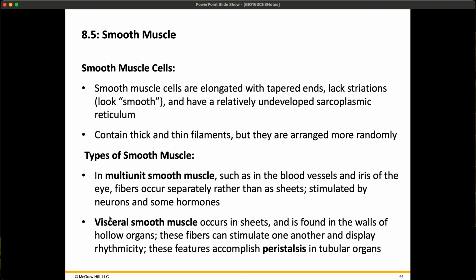There are multi-unit smooth muscle and visceral smooth muscle. Multi-unit smooth muscle is in your blood vessels and the iris of the eyes, where the fibers occur separately instead of as sheets. Visceral smooth muscle occurs in sheets of tissue in the walls of organs, and that's what allows them to accomplish peristalsis, because it's a big sheet of muscle rather than individual little muscle fibers. It makes sense in blood vessels and the iris, because the contraction and dilation required needs to be very specific and localized. Whereas with visceral smooth muscle, you're just pushing stuff along, so it does not have to be as specialized.